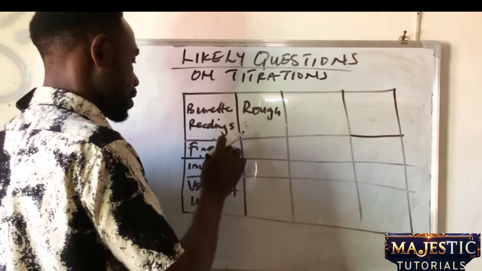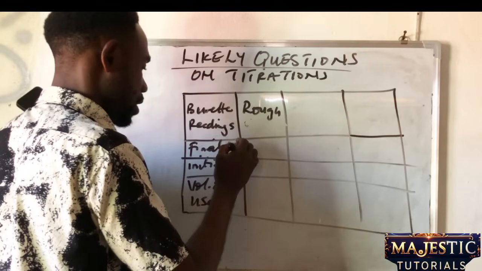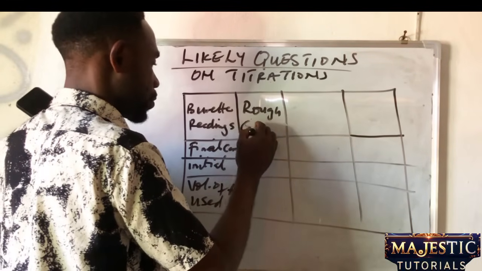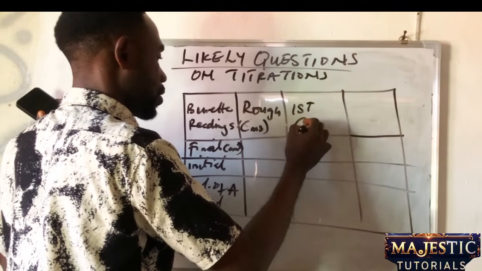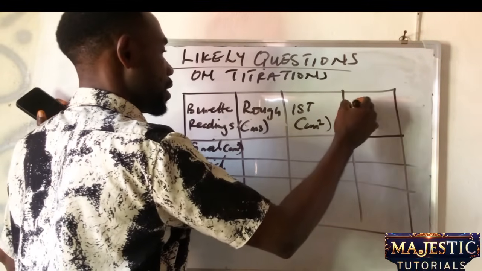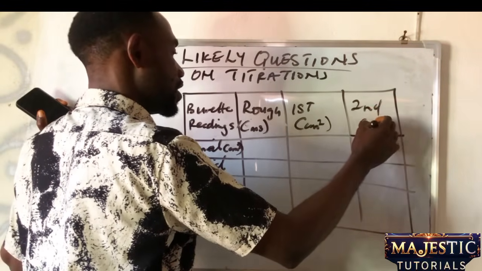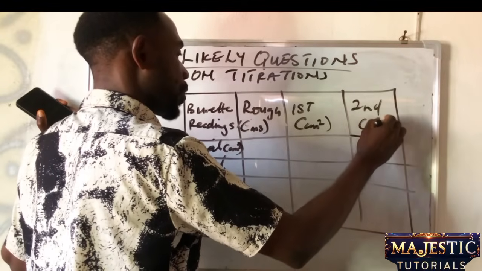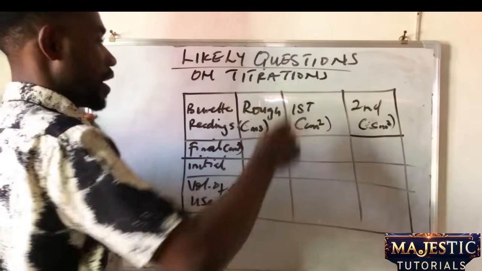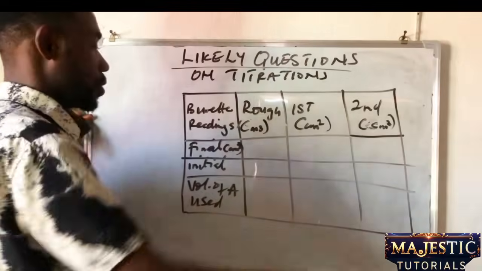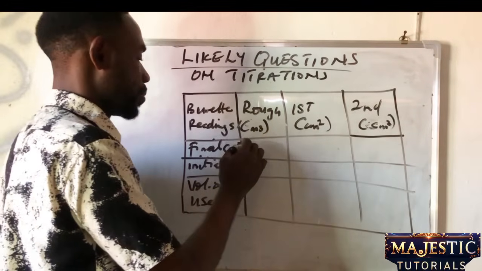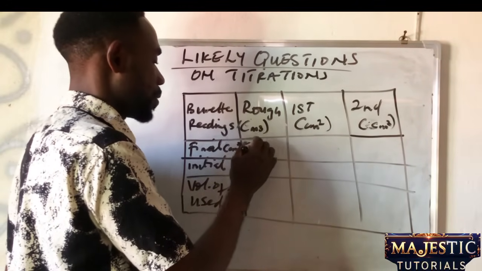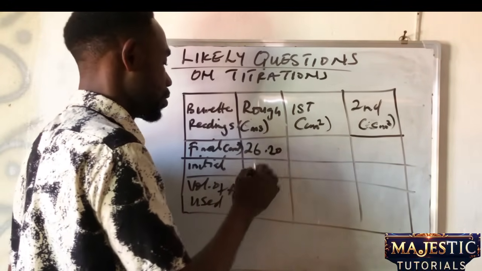You can put the unit here or here. You can put cm cube here, or you put cm cube here. Let there be units. First titration, all in cm cube. Second titration. This is the least possible you can do. You cannot do rough and first and stop. No. Rather, most times we do first, second, and third. But I'm making this faster. So the initial, your rough, maybe in this case we have, maybe I'll have 26.20.